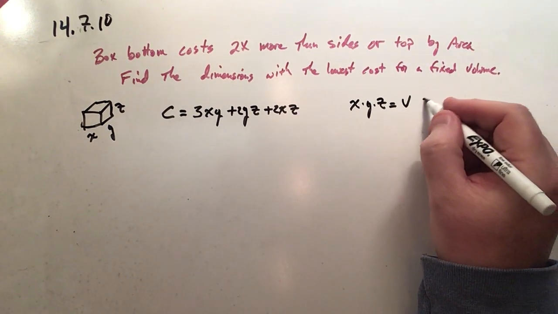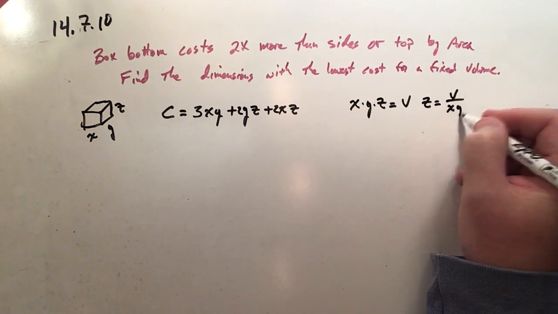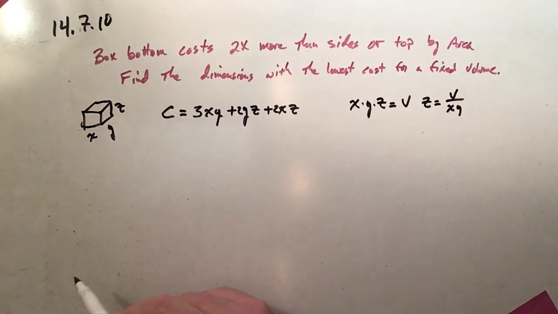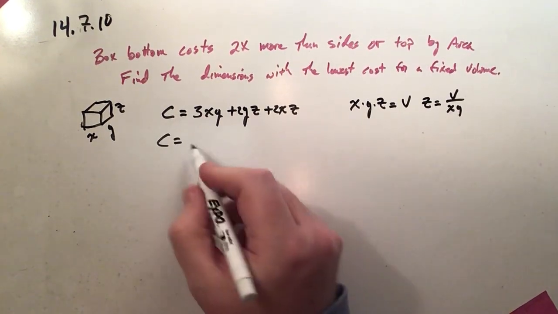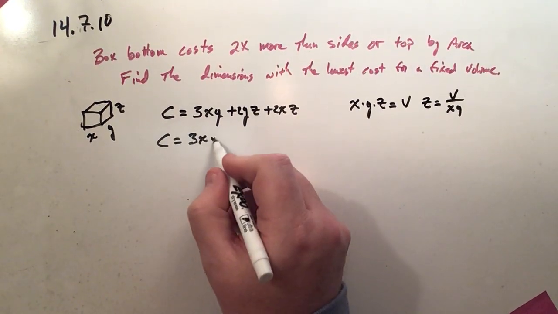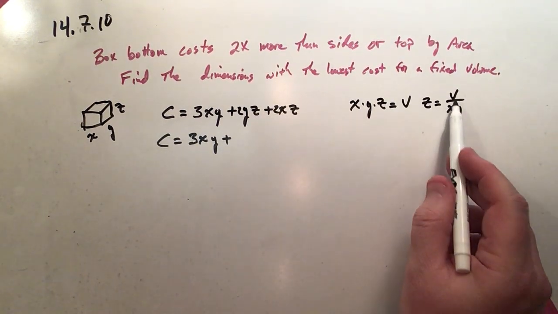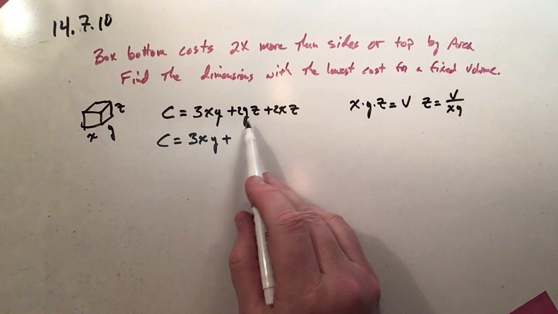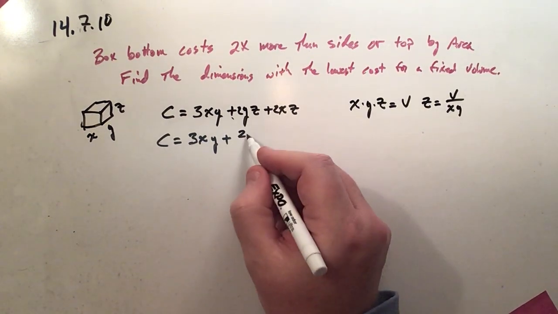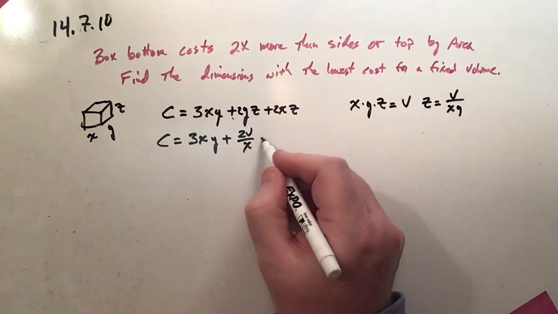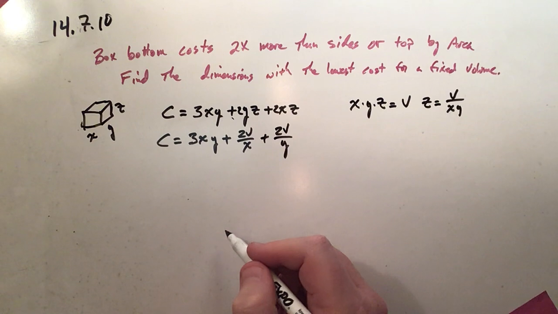So we're going to use the fact that Z is actually equal to the volume divided by XY, the area of the top or bottom. So I can go ahead and make that substitution, and that's going to change the cost into 3XY plus, instead of 2YZ, it's going to be 2V over X. And then the same substitution here, this will be 2V over Y.